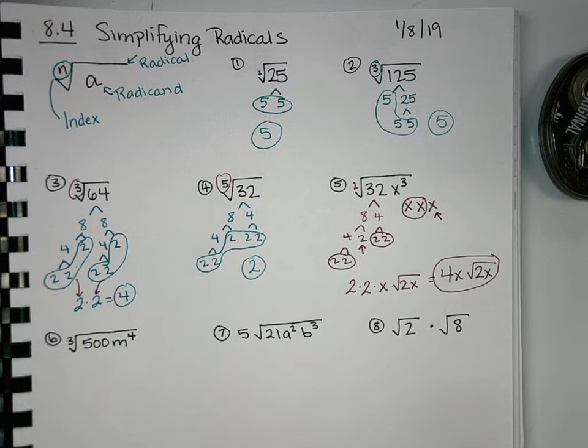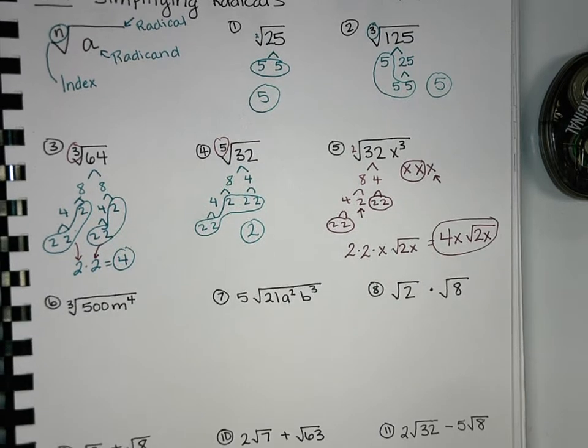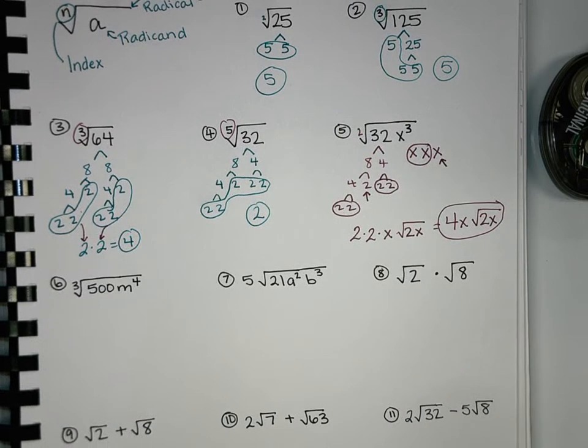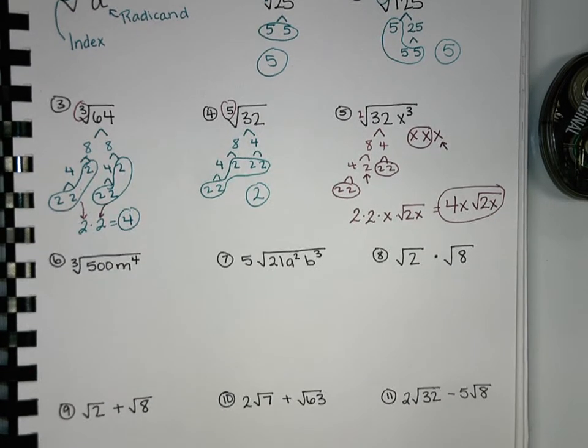Okay, that's the added part for today: variables, as well as not necessarily just square roots. You might have a cubed root or a 4th root or a 5th root thrown in there. Okay, so let's do these next 2 before we get into 8, 9, 10, 11.